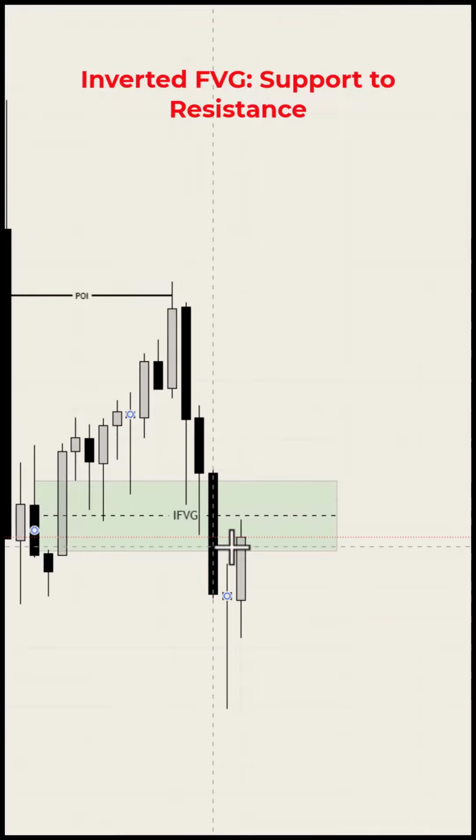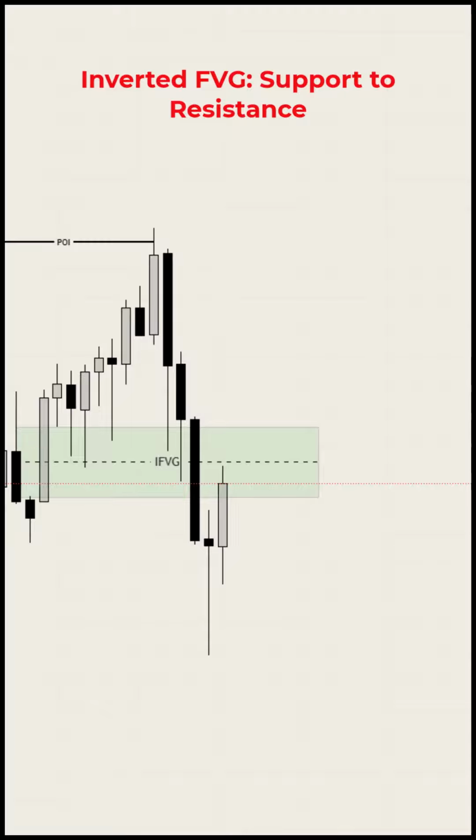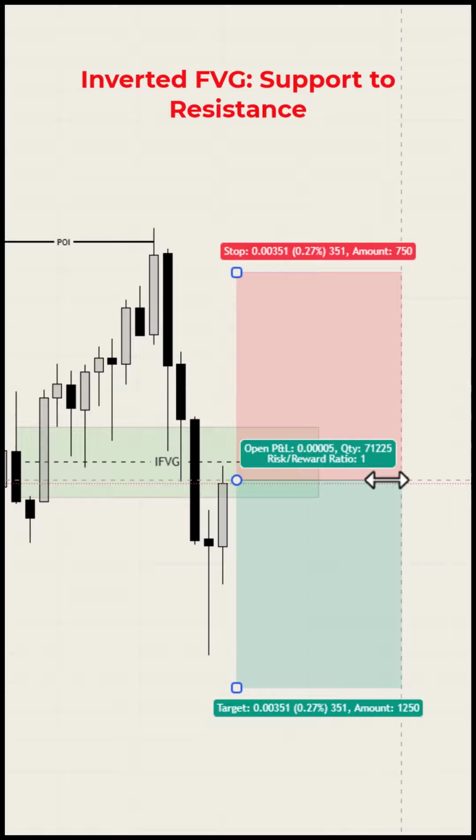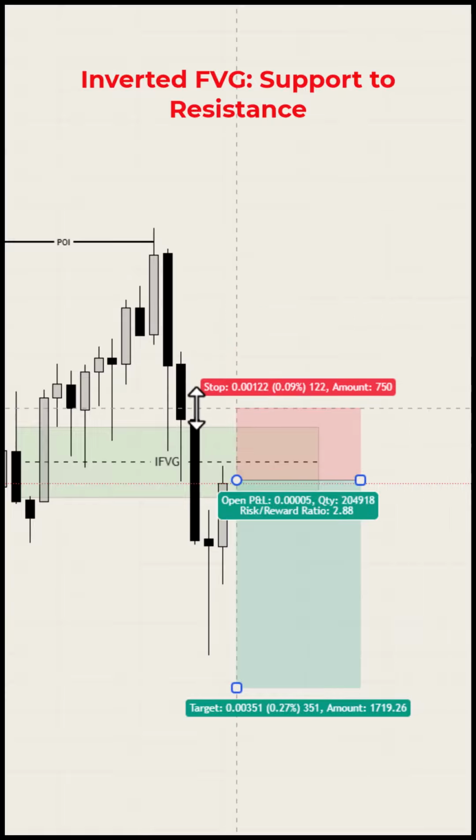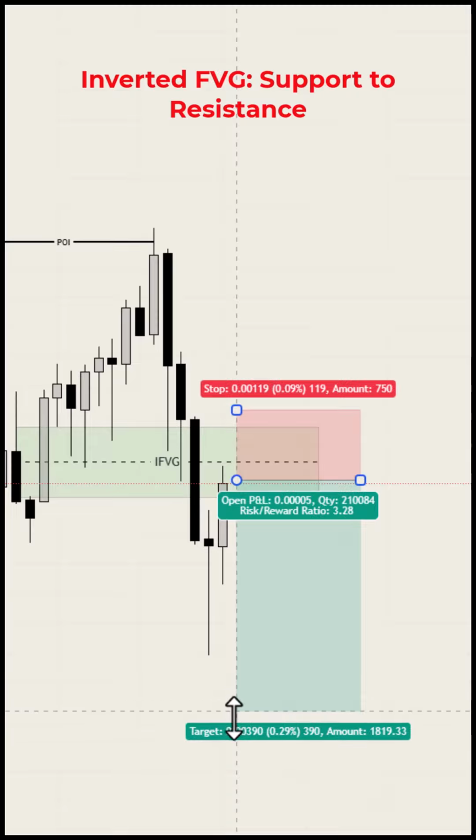So now we see price coming into the inverted fair value gap. Price will act as a resistance at this point. All we need to do is to place our sell trade at the fair value gap, and then our stop loss will be above the fair value gap, and then we can target 1:2 or any significant low.